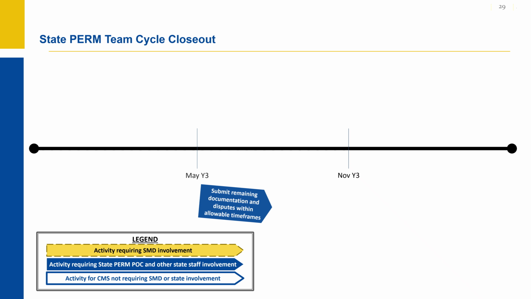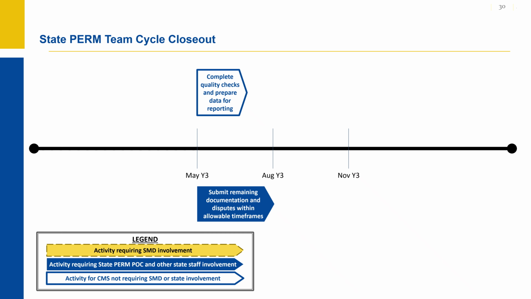In May of year 3, states submit remaining documentation and disputes within allowable timeframes through August of year 3. This activity occurs for claims that did not have time to go through the full PERM process before the cycle cutoff date, and only requires the state PERM point of contact and other state staff involvement. Also, in May of year 3, CMS completes quality checks and prepares data for reporting. This activity does not require involvement from the state Medicaid director or other state staff.